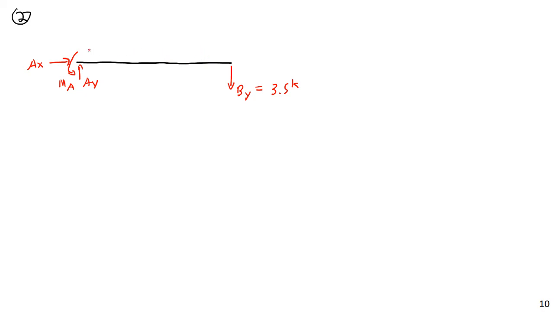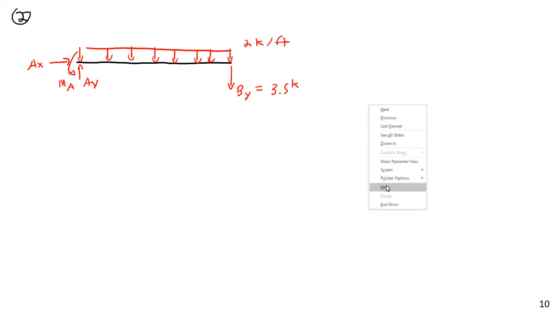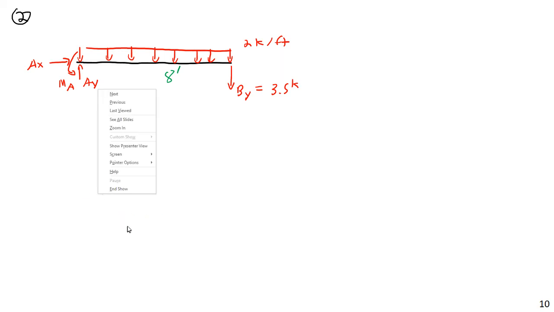And then I have my distributed load here. Constant value distributed load equal to 2 kips per foot. And I can have my length, my dimension of 8 feet. So next, I'm just going to do a whole balance of moments and sum of forces.